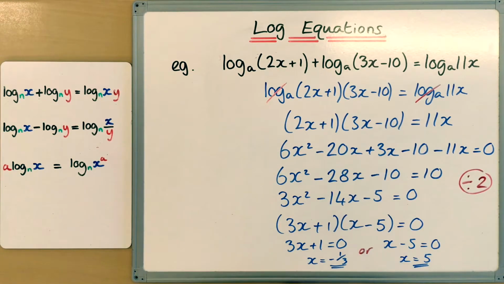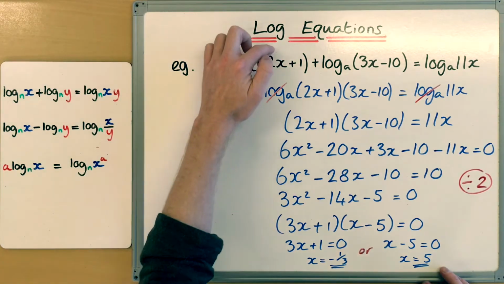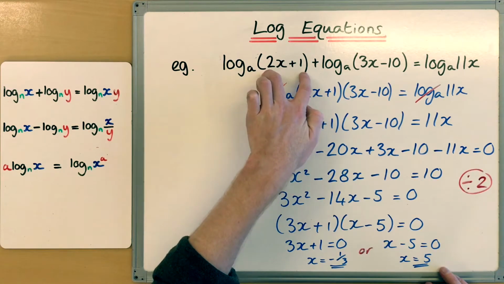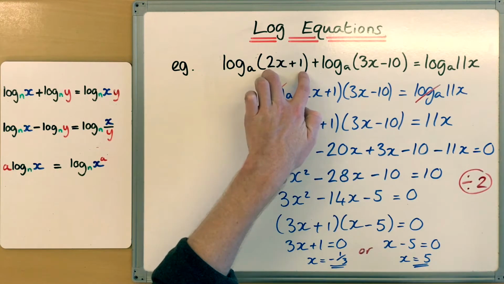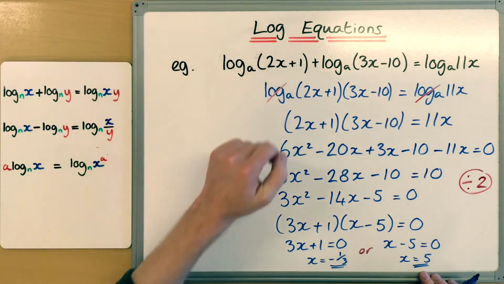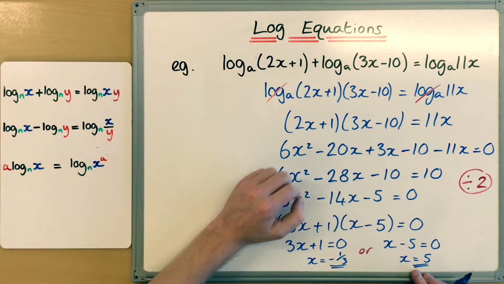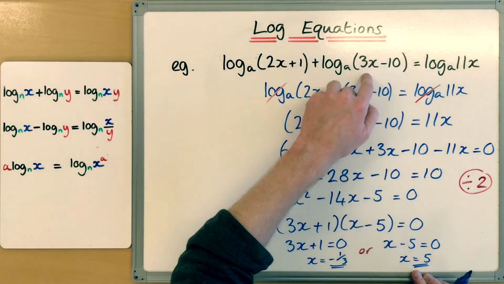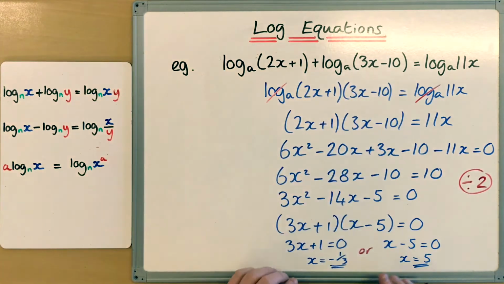X is negative a third or X is 5. Now there's nothing in itself wrong with X being a negative number. What is important is that when X goes into these, the logs that we're taking are logs of numbers bigger than 0. So if X is 5, let's start here. We can see this one's going to be fine. 2 5s plus 1 is 11. Log of 11 is fine. 3 5s minus 10 is 5. Log of 5 is absolutely fine.